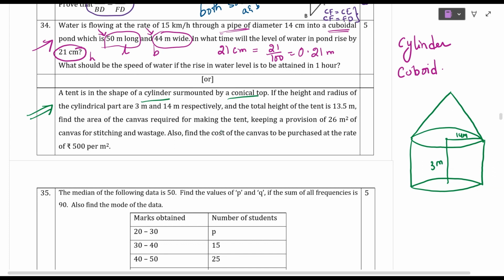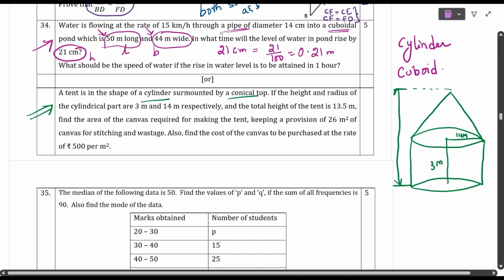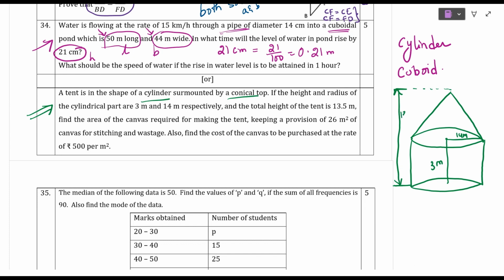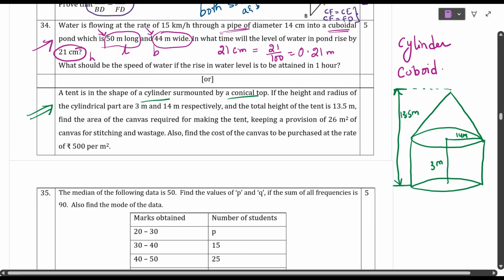Okay. And the total height of the tent means from here to here. What is the total height they are giving? 13.5 meters. Find the area of the canvas required for making the tent, keeping a provision of 26 meters square of canvas for stitching and wastage. Also find the cost of the canvas to be purchased at the rate of 500 rupees per meter square.